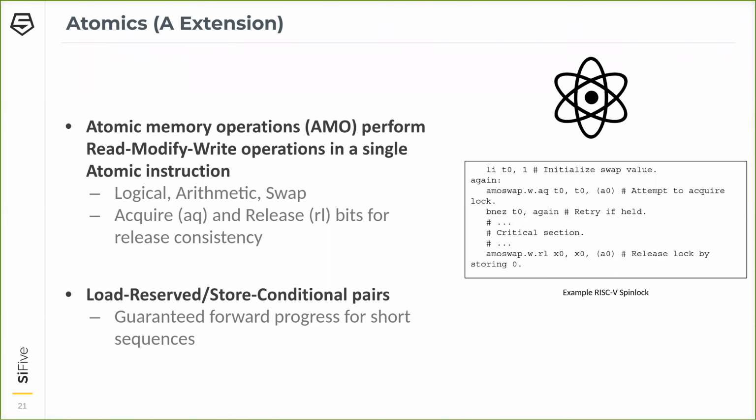The atomic extension allows for atomic memory operations. These are operations which perform read, modify, write in a single instruction that are guaranteed to be atomic. In the atomic extension, there are instructions for logical operations, arithmetic operations, as well as swap operations. And there's also load reserve, store conditional pairs. On the right here, you can see an AMO swap instruction, which we're using to directly implement a spin lock. The first swap instruction is to gain the lock, and the second swap instruction is to release the lock.